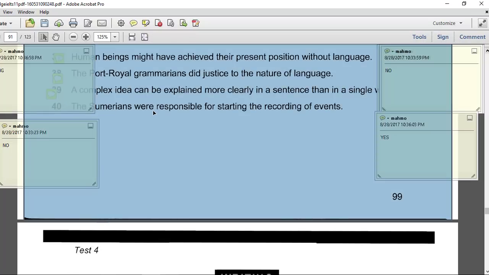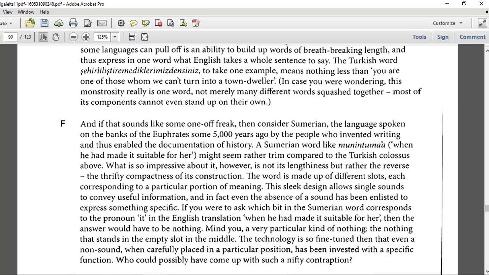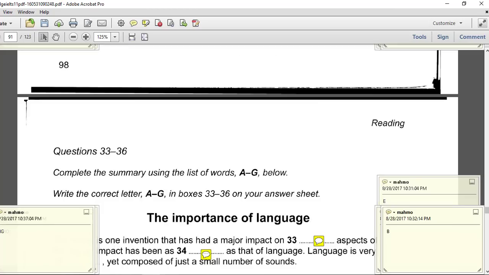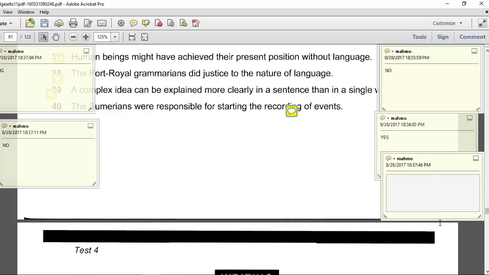The Sumerians were responsible for starting the recording of events. This is where the Sumerians were mentioned, the Euphrates. From 5,000 years ago, people invented writing and thus enabled the documentation of history. They were the ones who enabled the documentation of history. So the question here says, the Sumerians were responsible for starting recording of events. Yes, because they were the ones who started documentation of history, and so the answer here is yes.